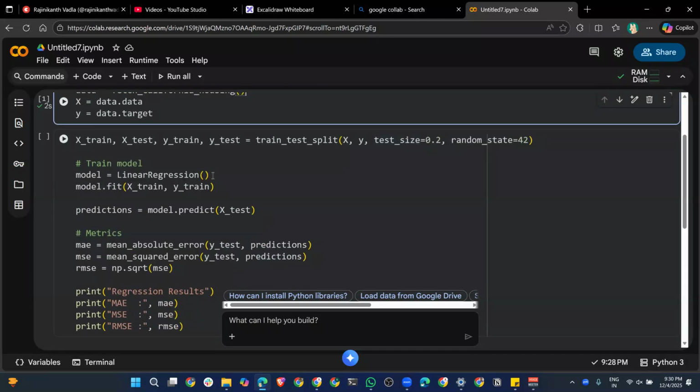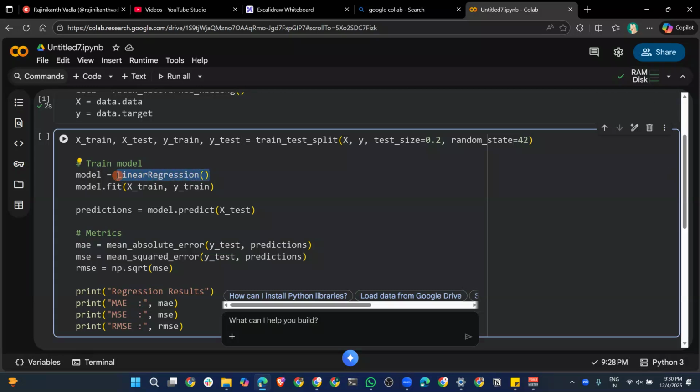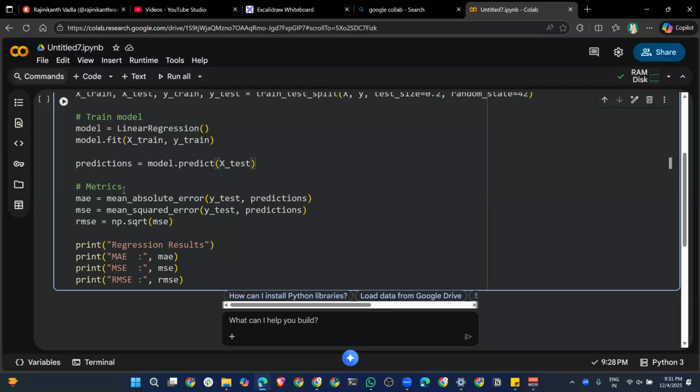So model is equal to LinearRegression. Now the linear model is going to bring the best line. Model fit on X train and y train, where Y is your target variable and X is your input. Then it does the predictions: prediction is equal to model.predict(X_test). Then you will have metrics. Why these metrics? Because the output is numeric, right?